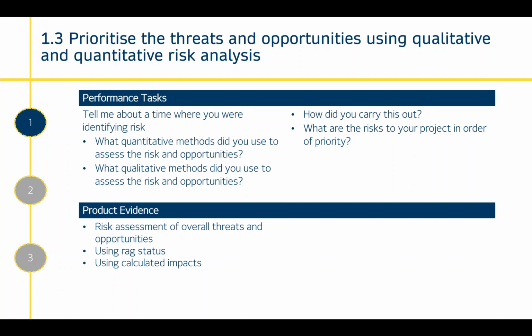1.3 is prioritise the threats and opportunities using qualitative and quantitative risk analysis. So that is you now prioritise them, and I mentioned a wee bit about that on the previous slide, where you're multiplying the two together. That will give you a combined score, and you're then prioritising. So the ones with the highest combined score would be prioritised first. The ones which are lower down on the score would be prioritised last. So that's one example.